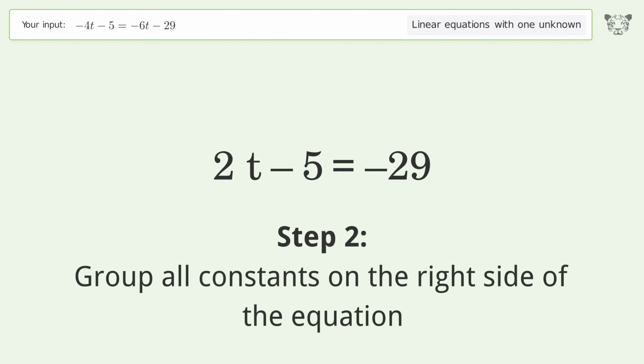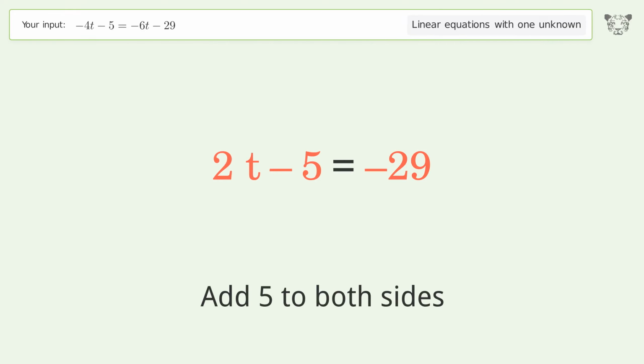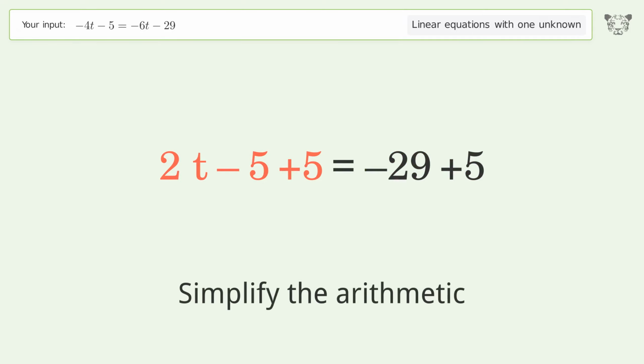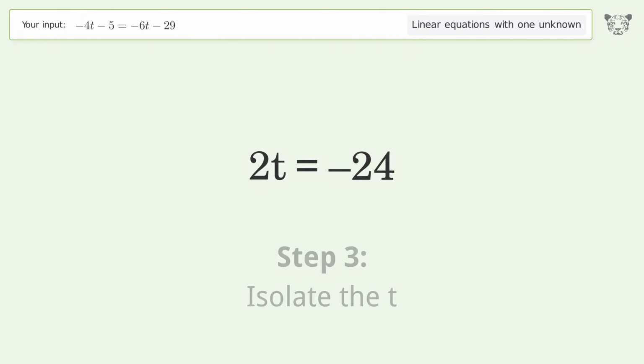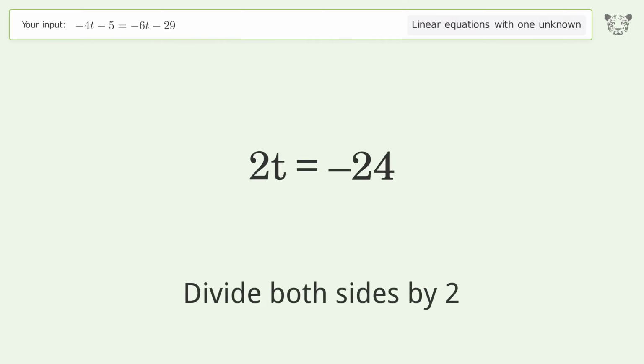Group all constants on the right side of the equation. Add 5 to both sides. Simplify the arithmetic. Isolate the t. Divide both sides by 2.